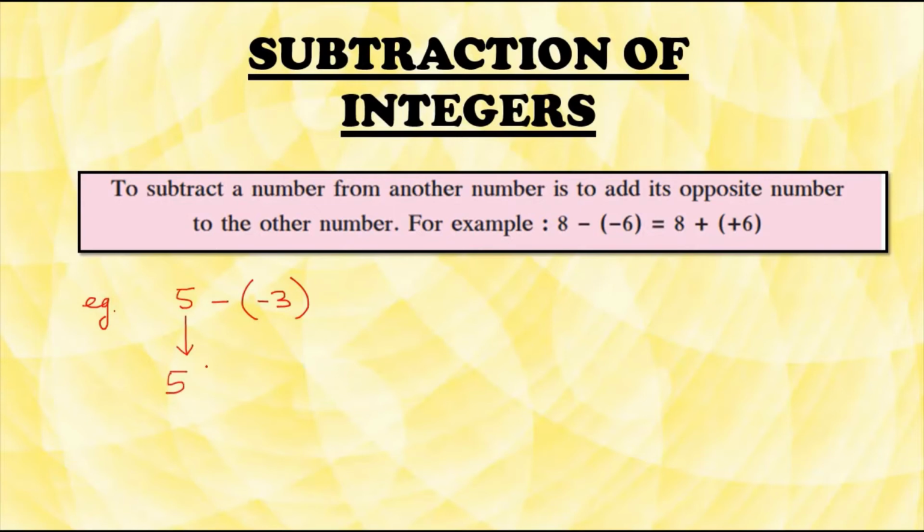as it is. Then this minus operation is going to get changed into addition. And the second number which we have, -3, that will also change into its opposite number, which means +3. And then we are going to perform this equation, 5 plus +3, which is equal to 8. I hope you all are understanding. We are going to see a few more examples.